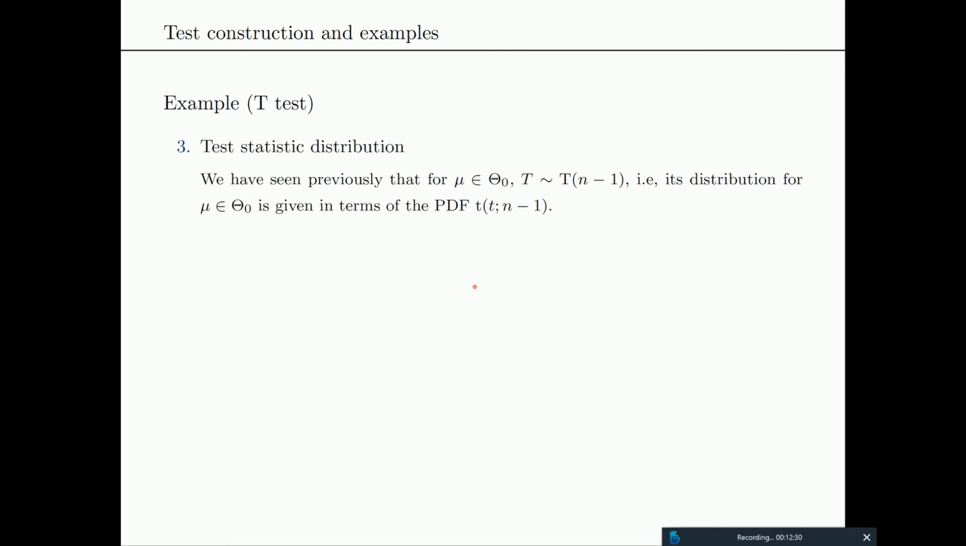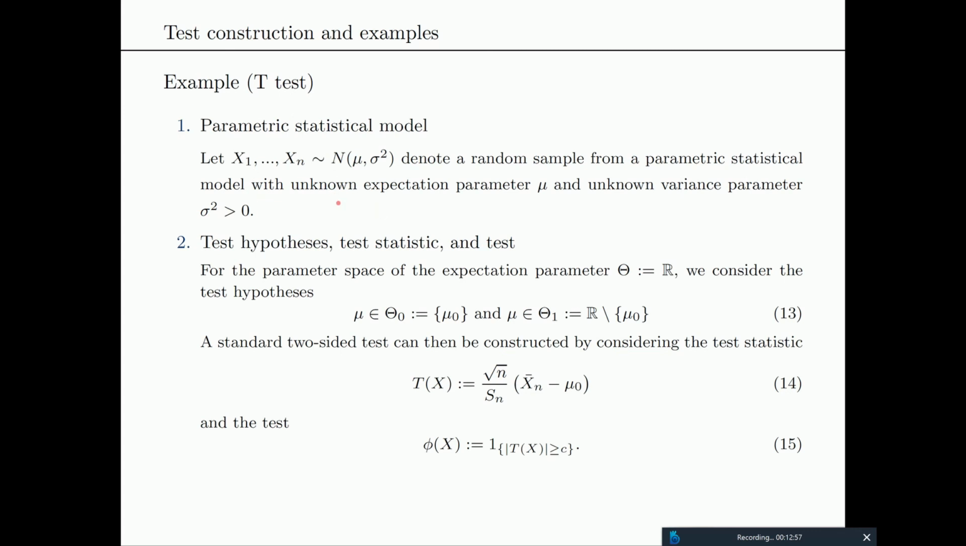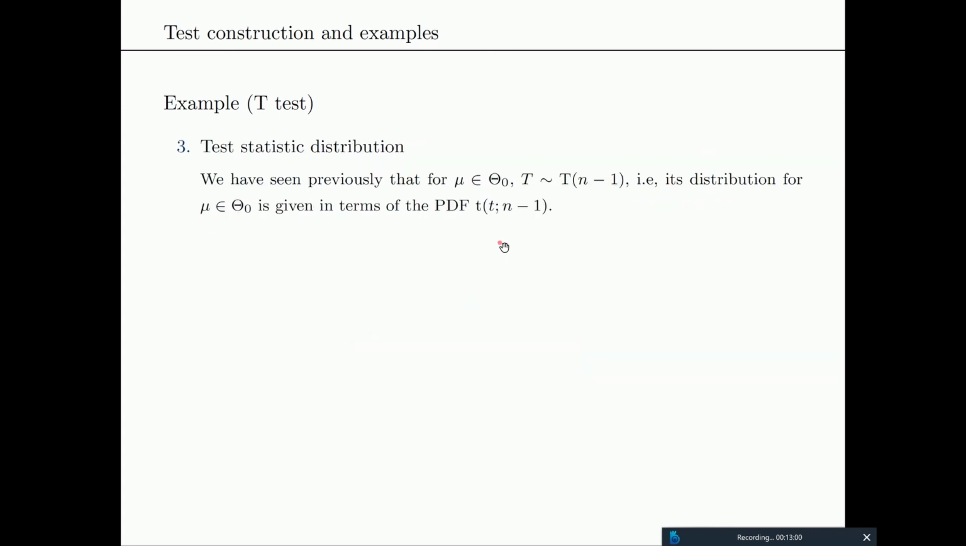Then, if you want to continue with the construction of the test, of course, the aim is to keep the type 1 error rate of this test under control. You need to make a statement about the distribution of the test statistic. And of course, the distribution of the test statistic depends on the test statistic. In this case, we use the t-statistic, and we know that under this parametric statistical model, the t-statistic is distributed according to a t-distribution with n-1 degrees of freedom.